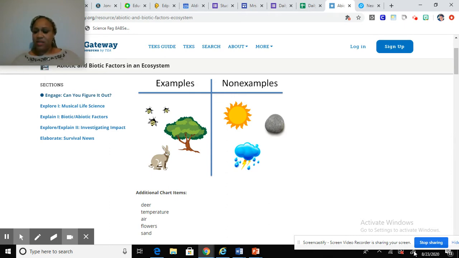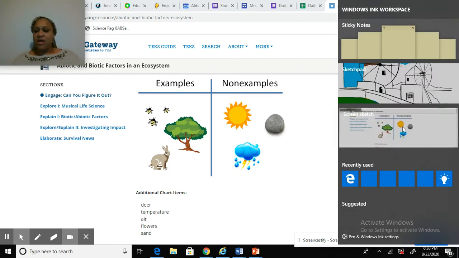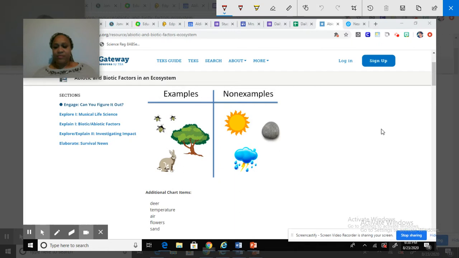Okay, let's see, can I click? Doesn't want to click for me. Oh, there it is. All right, so I am going to draw a line underneath. So I'll ask you, deer. Your deer would go under examples or non-examples. Remember, this would be your biotic. This is your abiotic.